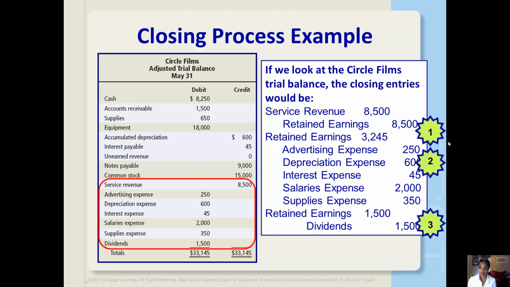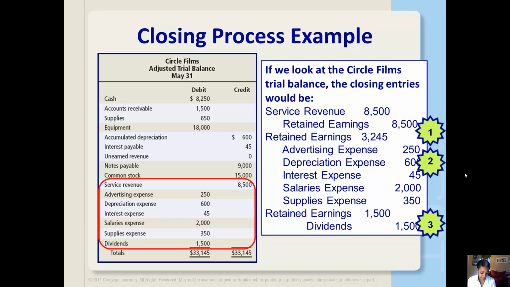So first, you see number 1 over here. To decrease the revenue account to a zero balance, the revenue account is debited and the retained earnings account is credited. So this is going back to our Circle Films examples.